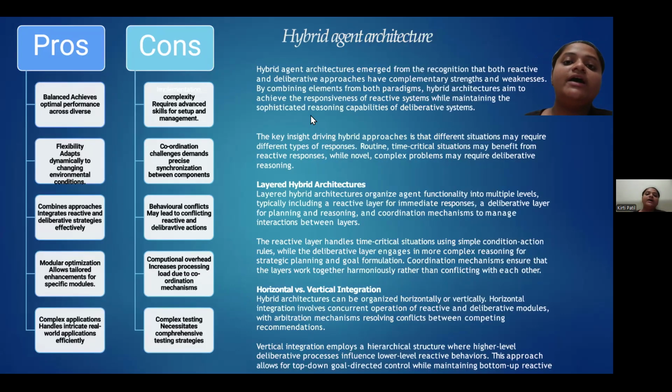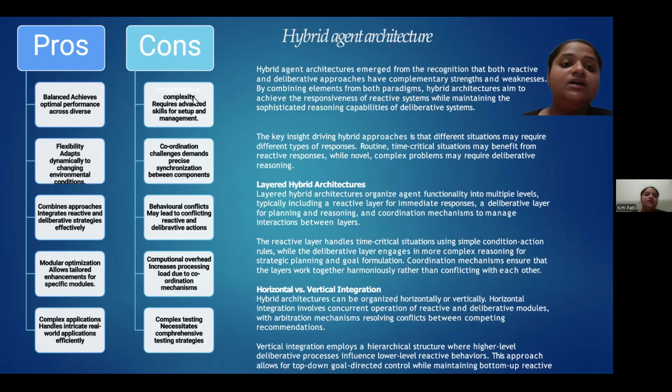Let's move forward to the hybrid agent architecture. Hybrid agent architecture combines fast reactive responses with strategic deliberative planning. The pros are: balanced, achieves optimal performance across diverse tasks; flexibility, adapts dynamically to changing environmental conditions; combines approaches, integrates reactive and deliberative strategies effectively; modular optimization, allows tailored enhancements for specific modules; complex applications, handles real-world applications efficiently.